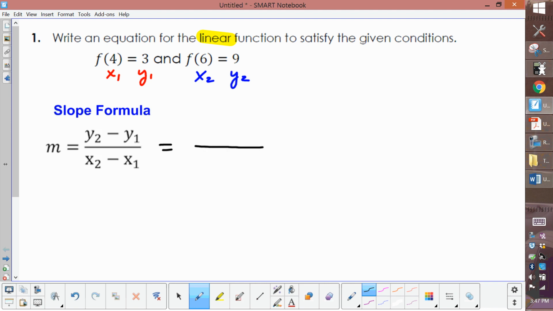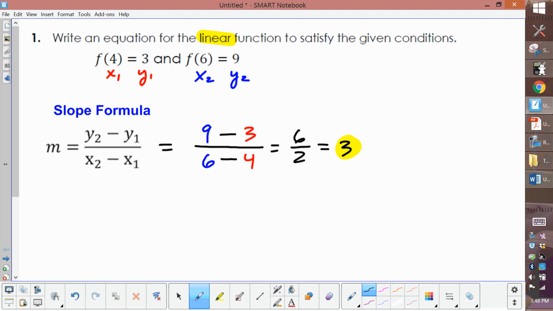Okay, so I like to make a big division line here with some subtraction. And then I notice 9 has a little y2 below it, and 3 has a little y1 below it. I move over to my x's. 6 has a little x2 below it, and 4 has a little x1 below it. All right, and then I get 6 over 2, which we know divides into 3. So here's my slope. Okay, whole number, which is nice.